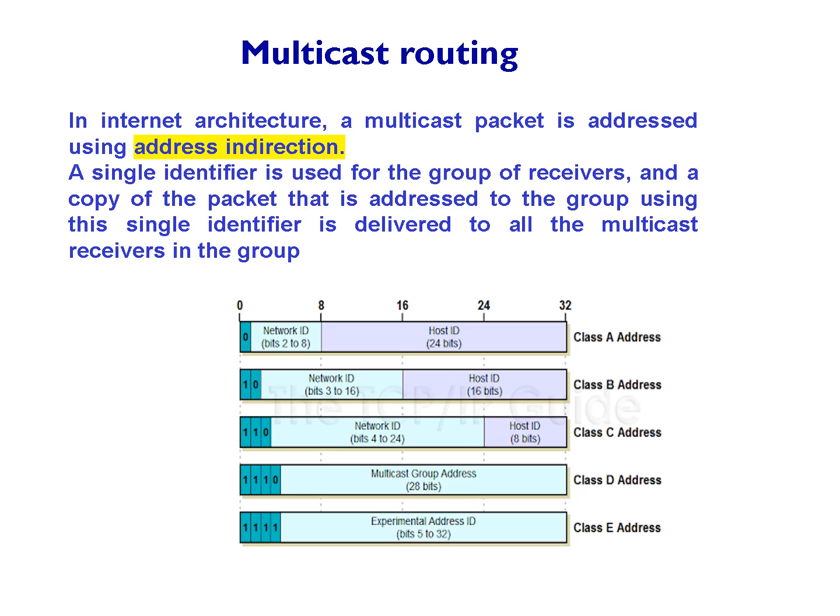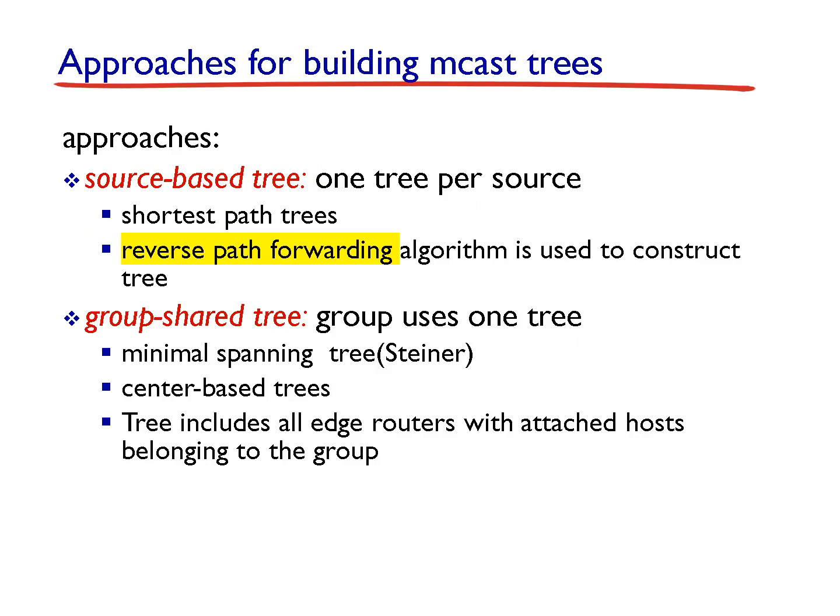This single identifier is used to form a group of receivers, and the copy of the packet that is addressed to the group using a single identifier is delivered to all the multicast receivers in the group. There are two different approaches: one is source based tree and another is group shared tree.